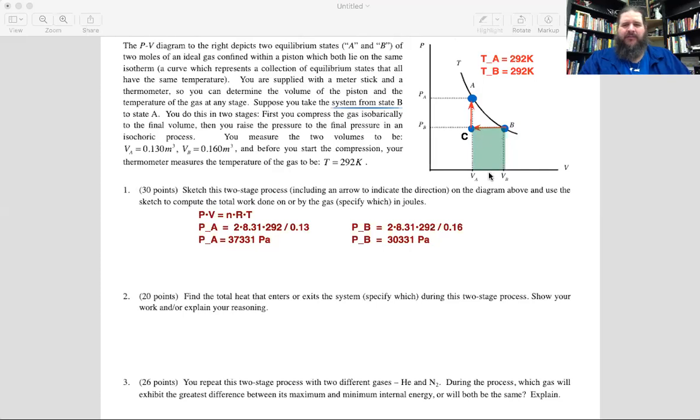That's a rectangle, so yeah, we can just multiply the difference in volume. And the difference in volume is 0.03 cubic meters times the pressure at these two values, which is pressure B, so that's 30,331. So the work done is going to be pressure times change in volume, 30,331 times 0.03 cubic meters. And also, since we're decreasing the volume, that'll be a positive amount of work. So 30,331 times 0.03 is about 910.